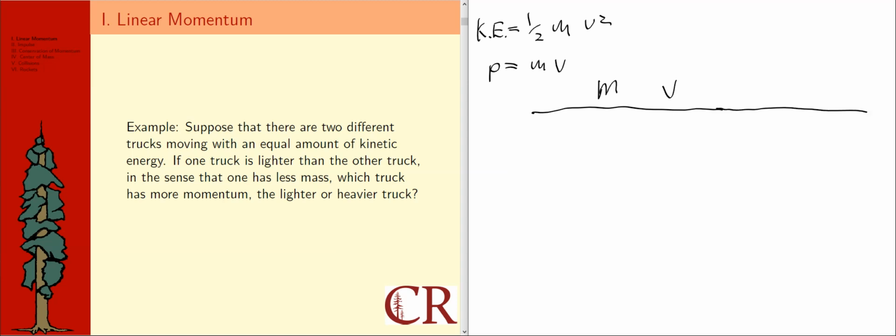And then maybe I'll put kinetic energy here. I was going to put in the whole formula, and I realized I'm probably going to run out of space. And I'll put momentum right here, just multiplying mass and velocity. Let me start with the heavy truck. Let's say that the heavy truck has a mass of 2 and a velocity of 1.